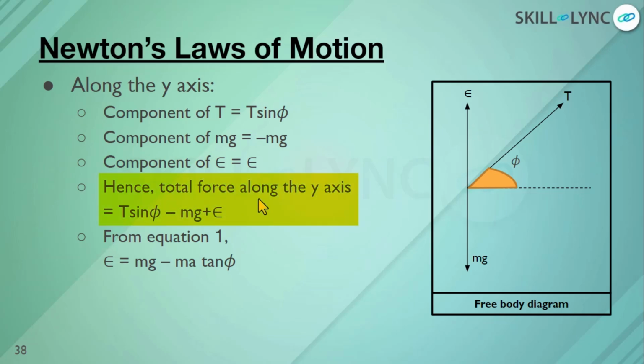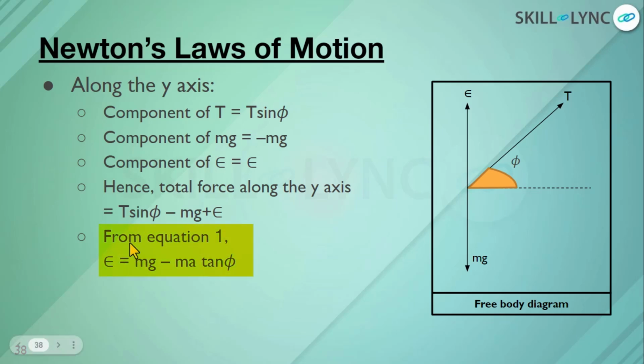Hence, the total force along the y-axis is equal to T sin phi plus negative of mg, that is minus mg, plus E. Also, we can put the value of T from equation 1 in the above equation. So this equation can be written as E equals mg minus ma tan phi.